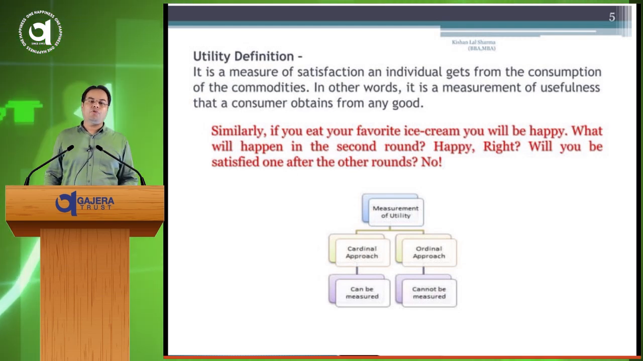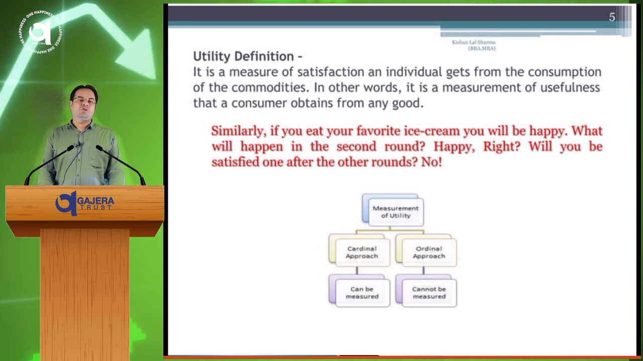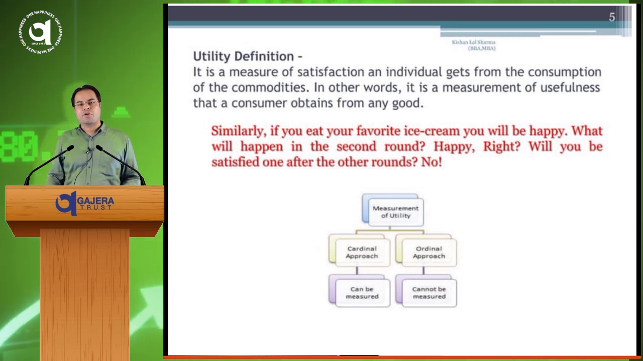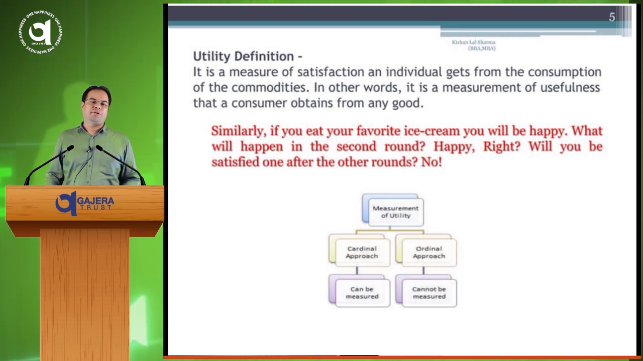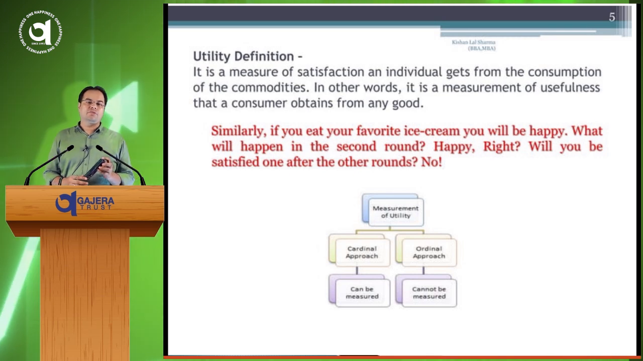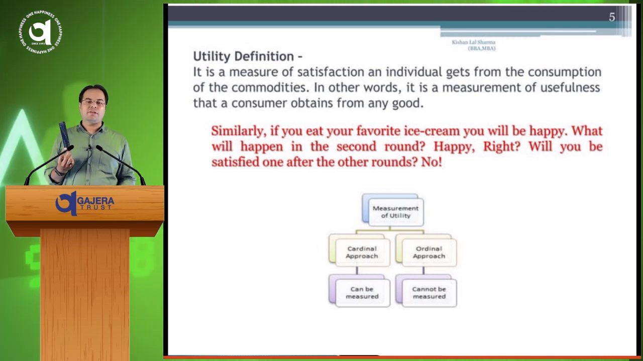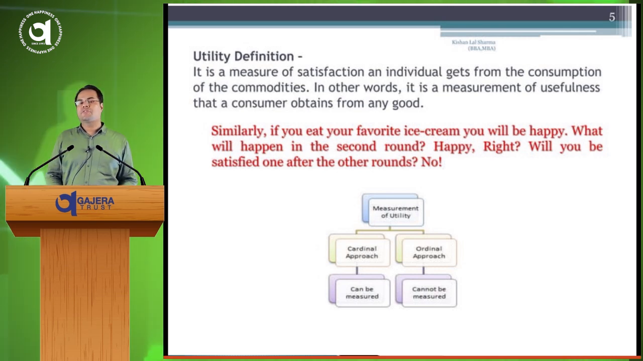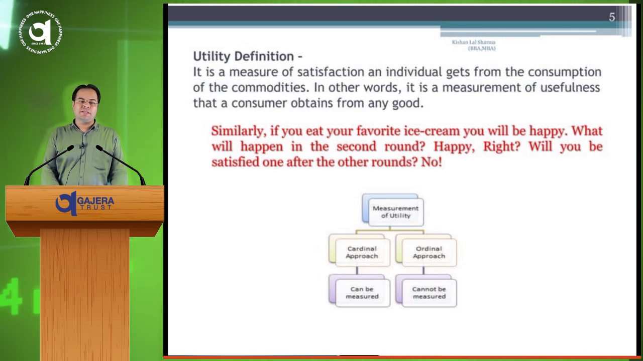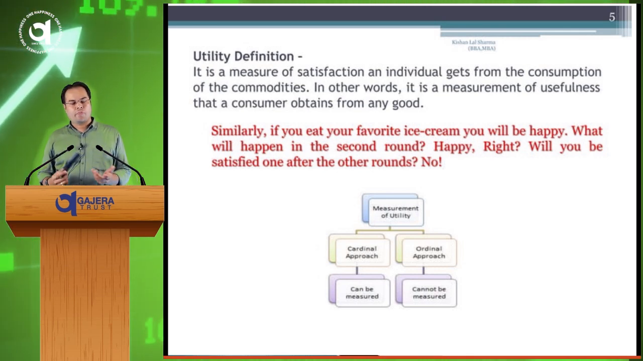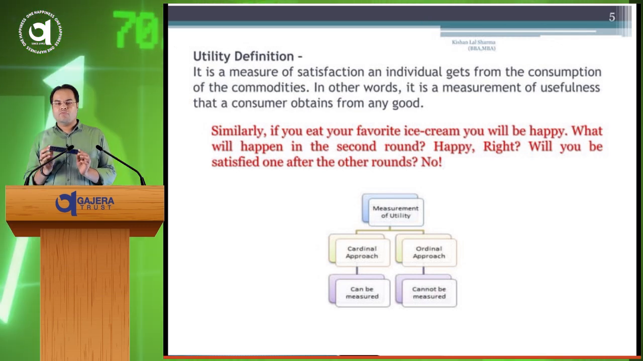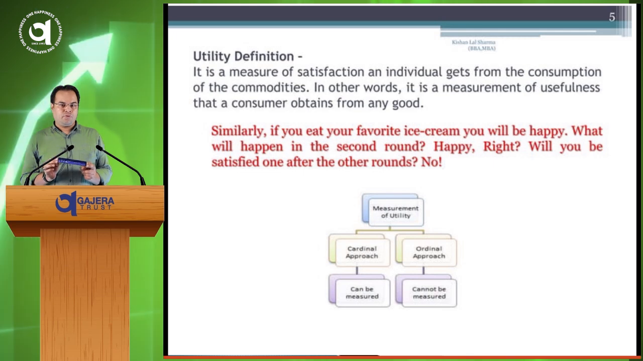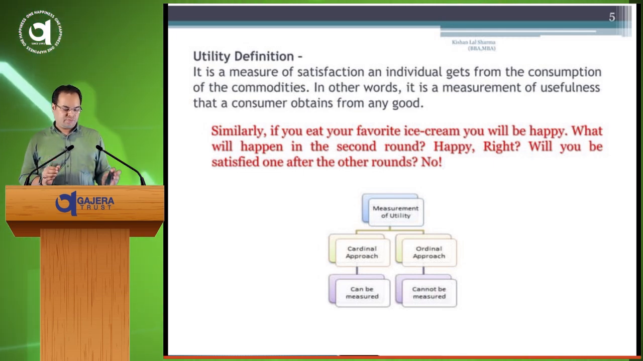Definition of utility. What do you mean by utility? Utility is a measure of satisfaction an individual gets from the consumption of a commodity. Let's suppose I consume one commodity. What is the level of satisfaction I am getting from this commodity? In other words, it is the measurement of usefulness that a consumer obtains from any given commodity, that is, what level of satisfaction I get, or how much I can use this product for my satisfaction.